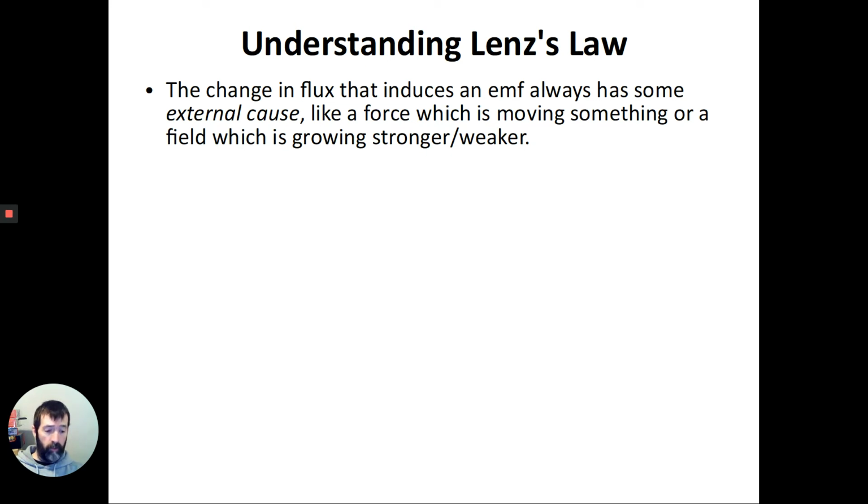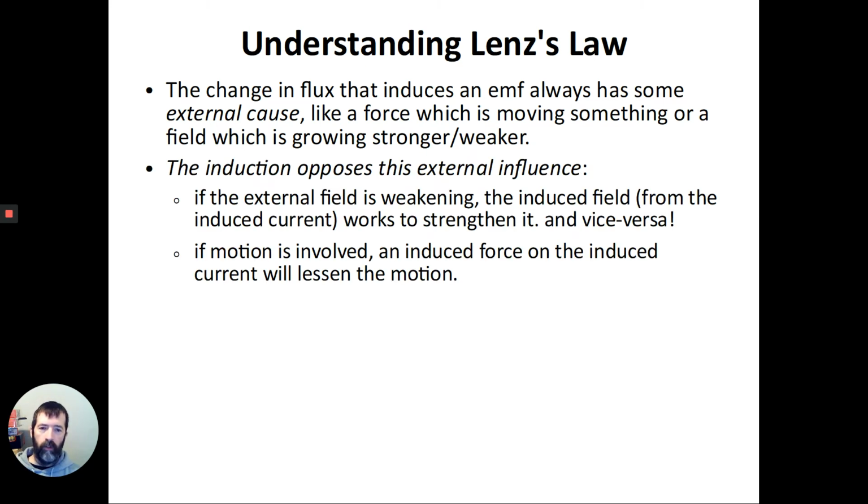So when induction occurs, that means that there was some kind of a change in the magnetic flux. And there had to be a cause for that of some sort. So something was moving around, or the field was getting stronger because somebody just turned on an electromagnet or something. Some kind of a cause for the change in flux. And the direction of the induced current will always be in opposition to whatever that cause was. It opposes the thing that caused it.